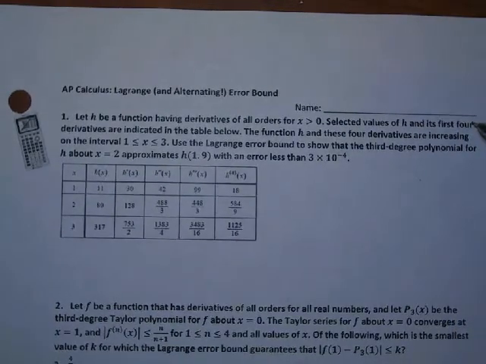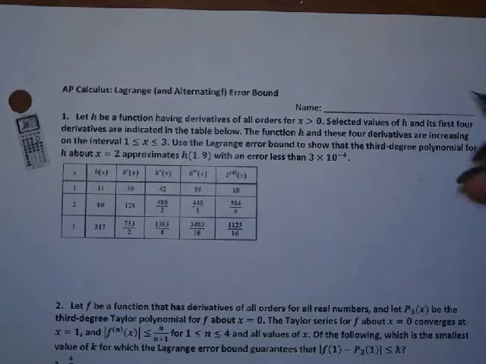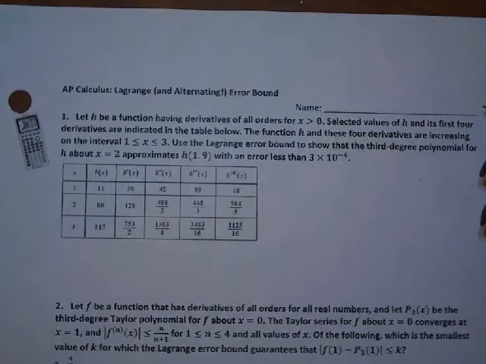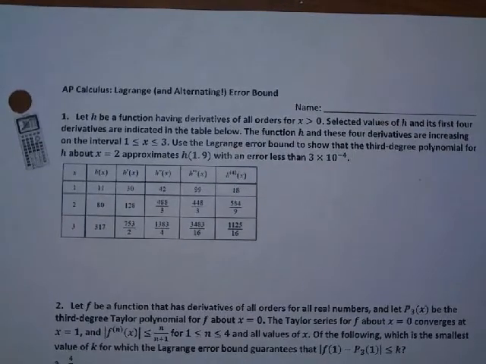There are values, right? Values of h and its first 4 derivatives are on the table below. The function's 4 derivatives are increasing, and they will use the Lagrange error bound to show that the third degree polynomial for h about x equals 2 approximates h of 1.9 with an error less than 3 times 10 to the negative 4. Do we have to find the approximation? No, we do not have to find the approximation. We just have to find the error, which is kind of nice.